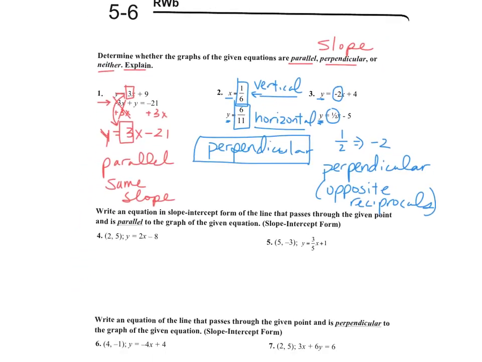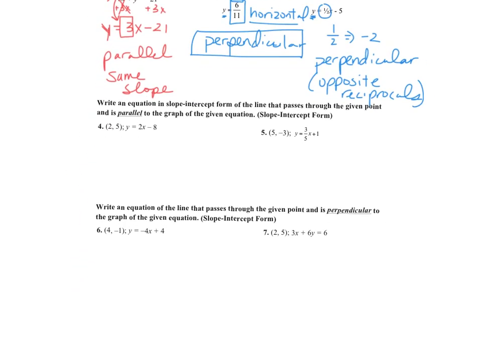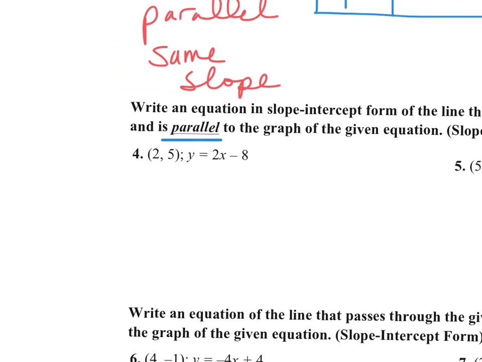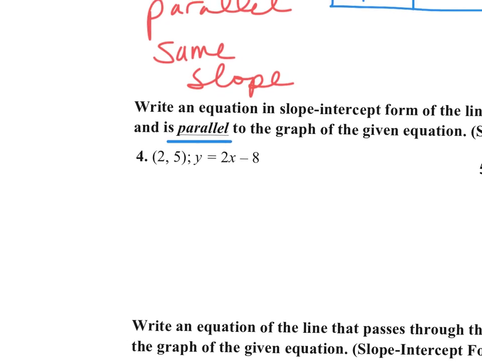Okay, so that's those first three. Then it says write an equation in slope-intercept form of the line that passes through the given point and is parallel to the graph of the given equation. So what that means is if I'm looking at number 4 here, my slope needs to be 2, right? If it's going to be parallel, it has to have the same slope. So this is going to be my x, this is going to be my y, this is my m, and I'm going to plug that into slope-intercept form. That's what they asked for.